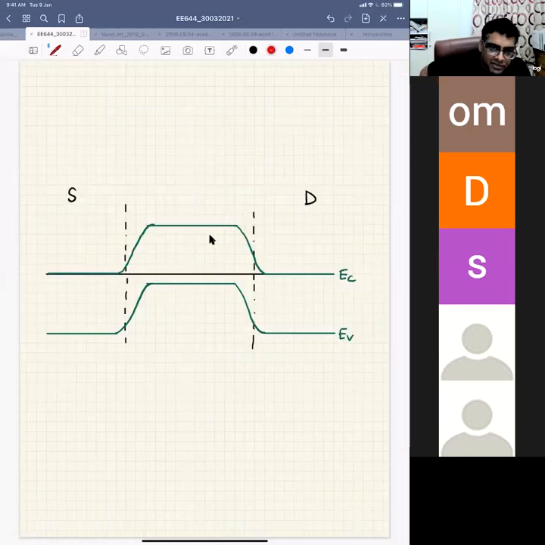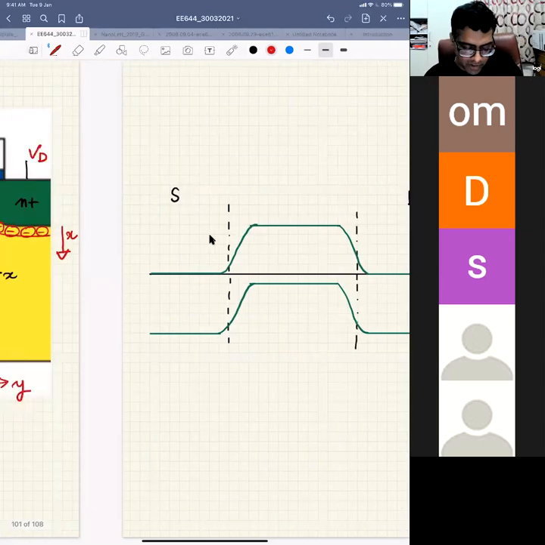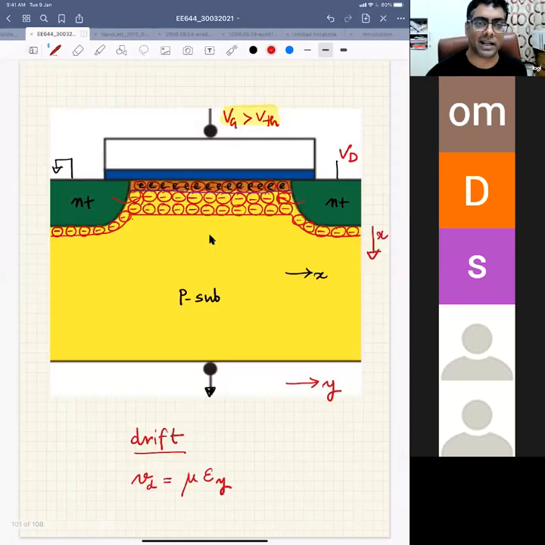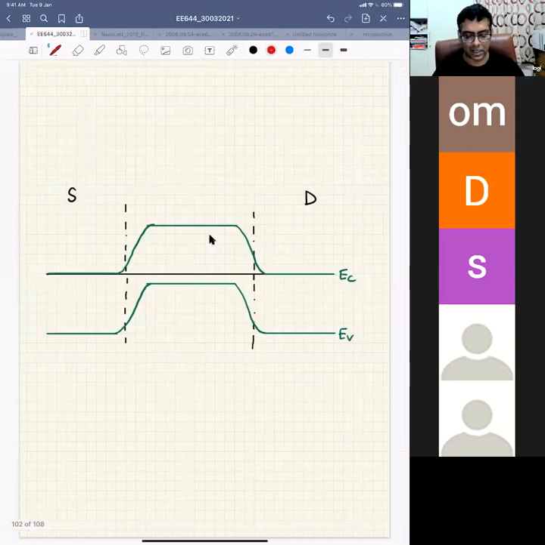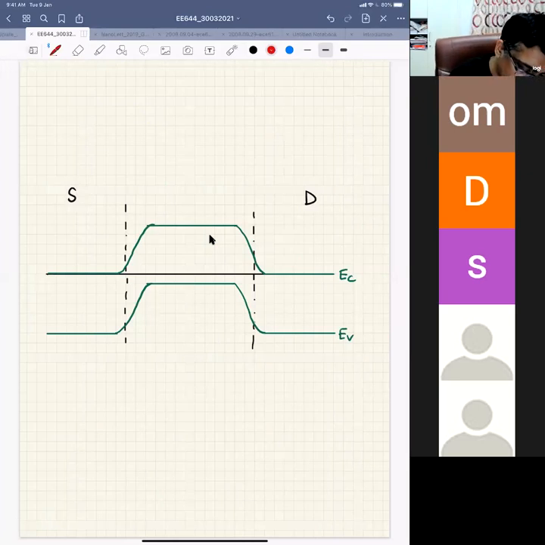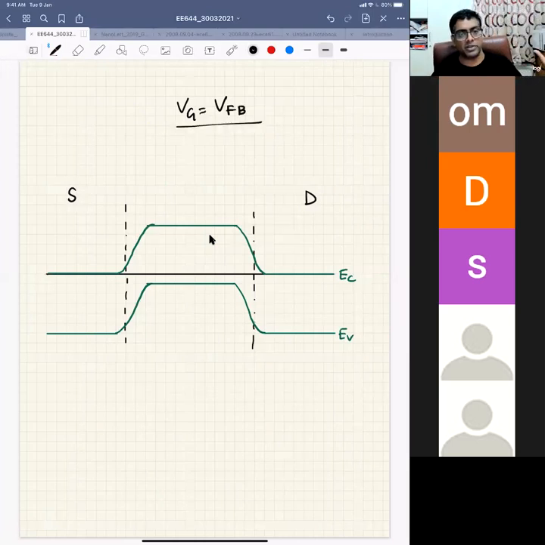Before we do the derivation, because we have seen the band diagram in the x direction and now we are talking about the y direction, let's see how the band diagram looks in the y direction. So this is when Vg equals VFB. This is your band diagram when gate voltage equals flat band voltage. Your bands are flat because you do not have any charge in the silicon.